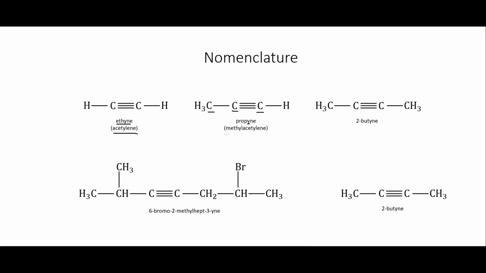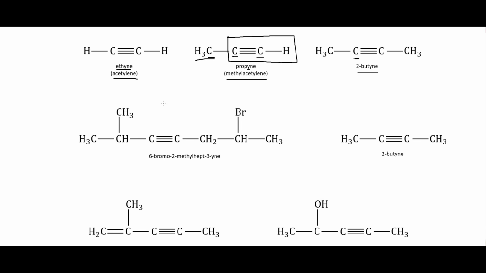And the common name for this is methyl acetylene. So it looks like an acetylene right here, but then we just put this methyl group on it, so methyl acetylene. Then we can have 2-butyne here, and so this is our second carbon, in this four carbon chain, and so we put the two there to tell us that the triple bond is starting on that second carbon. And so we can look at something a little bit more substantial here.